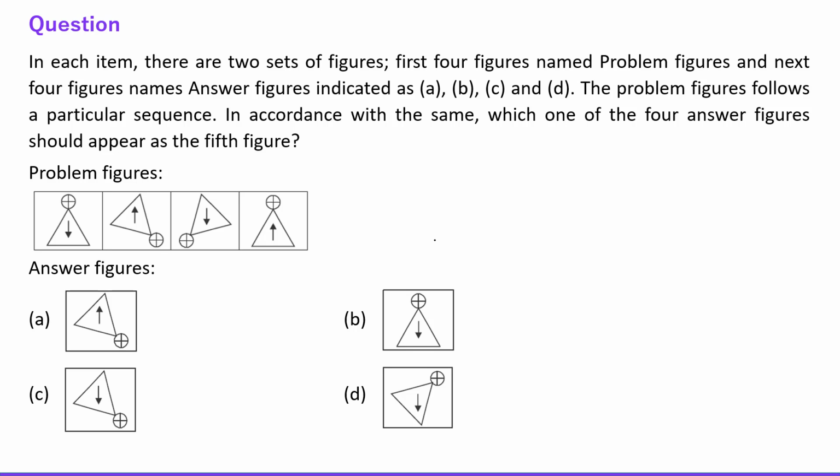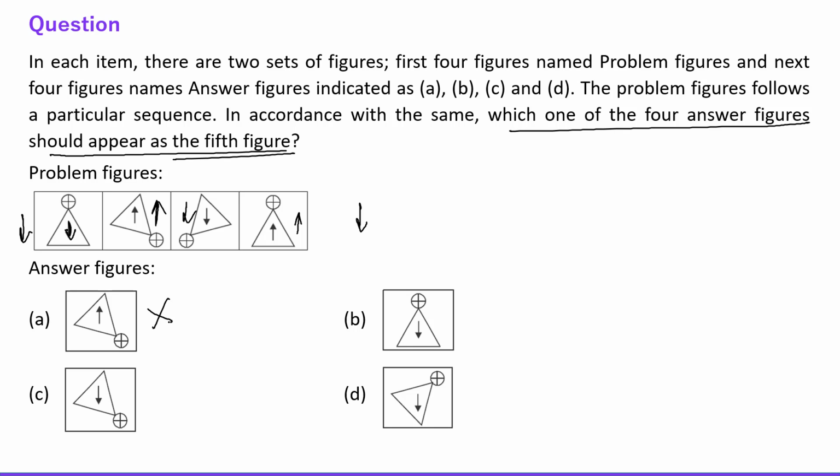Again a similar question, right? The question is, which one of the 4 answer figures should appear as the 5th figure? Okay, so first of all we'll discuss this arrow. This is downward, then upward, then downward, then upward. So in the answer figure the arrow will be downward, right? So A can't be the answer.